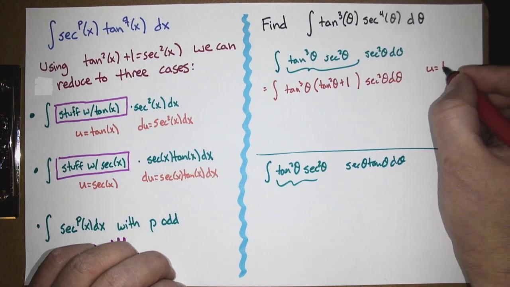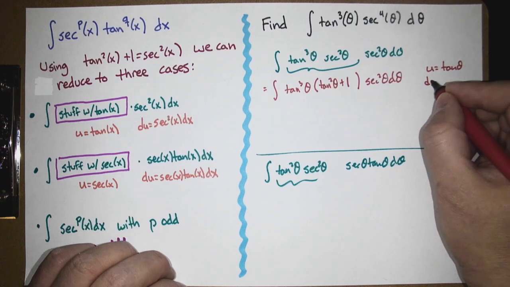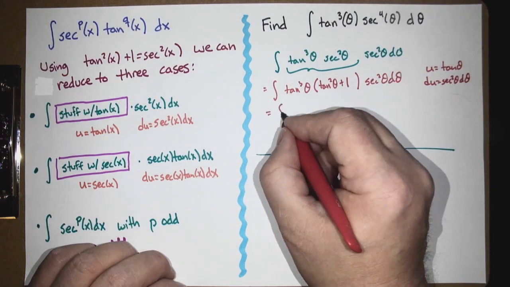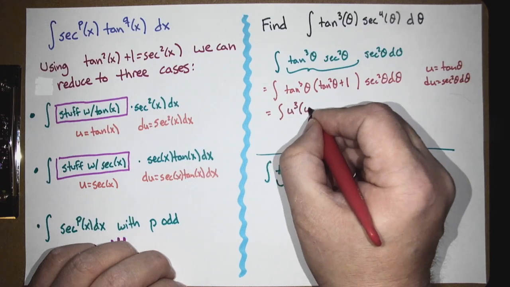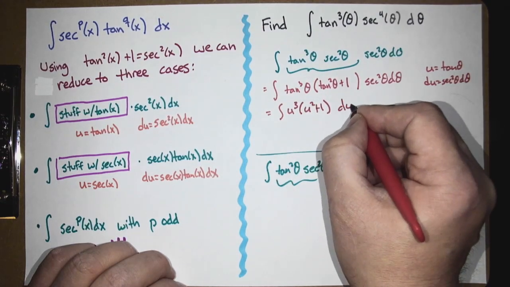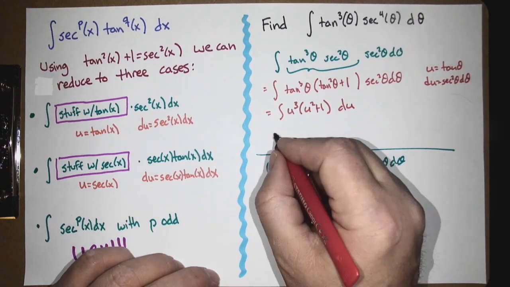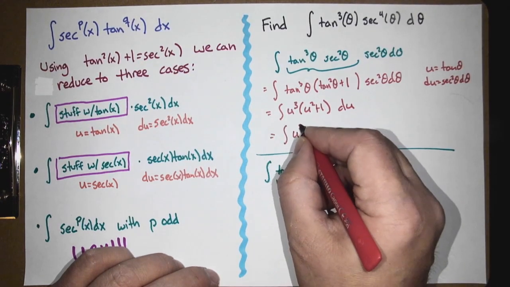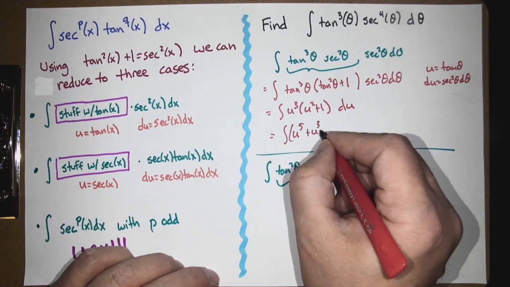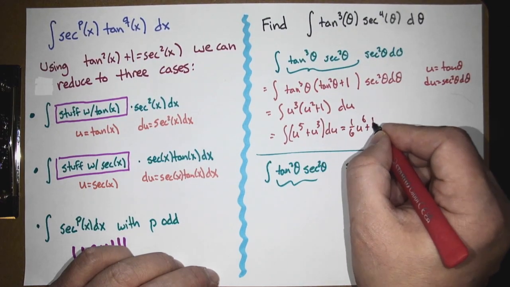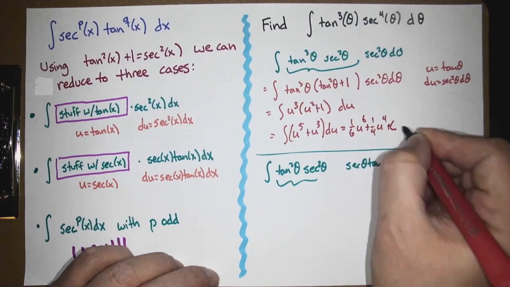Now we make our substitution. u equals tangent, du equals secant squared theta d theta. So we really have the integral of u cubed times u squared plus 1 du. Now we have a fairly straightforward algebra type integral. No surprises here. We distribute: u to the 5th plus u cubed. We integrate: 1/6 u to the 6th plus 1/4 u to the 4th plus c.